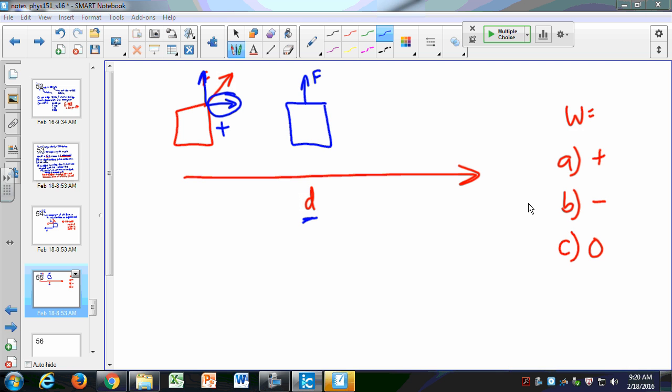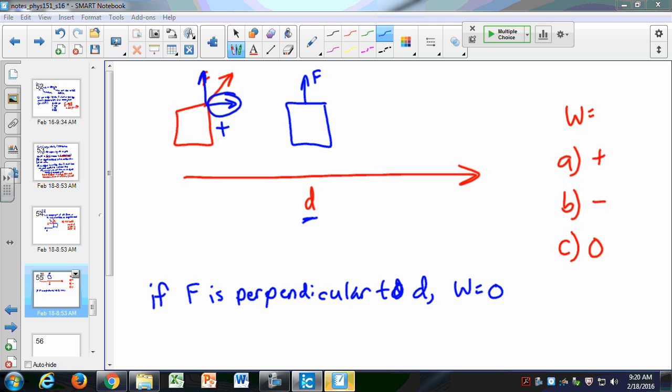It's zero because the displacement is to the right, and the force is perpendicular to that. So if you want to think about this in words, if F is perpendicular to D, then the work is equal to zero. Or if the angle theta is 90 degrees, then the work is equal to zero.